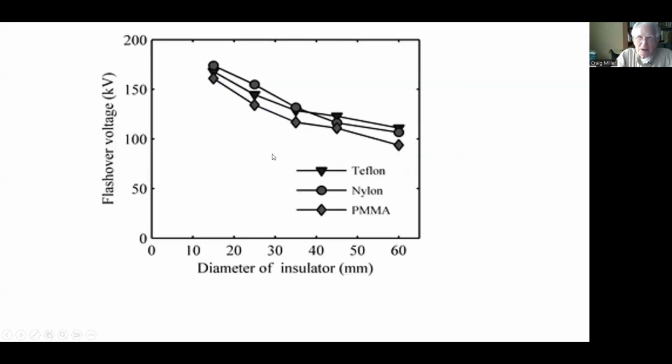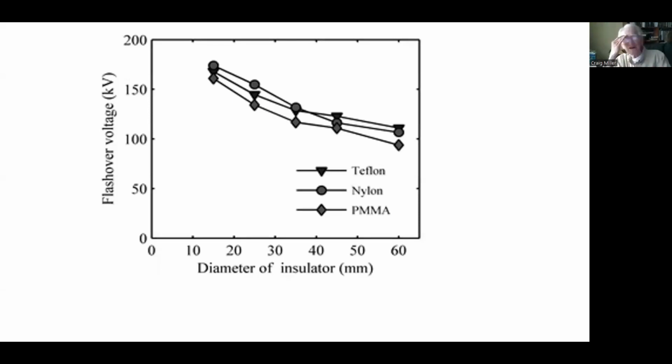This particular slide shows the diameter of the insulator. The insulator flashover voltage decreases somewhat with diameter. These results are for organic insulators, but similar results have been seen with ceramic and glass. If you think about it, it's reasonable because the weak point is the cathode triple junction. If you're increasing the diameter of the insulator, you're increasing the length of the cathode triple junction, and therefore you're having a number of weak points.